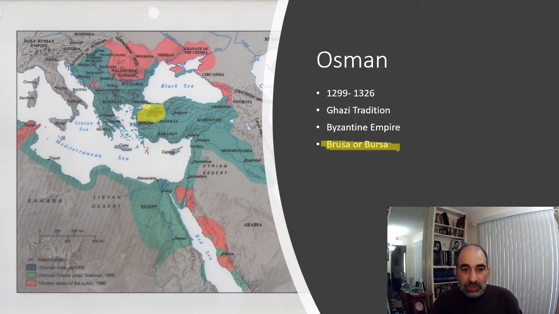Remember, these Ottomans are Turkish people. They come from the eastern area. They're Muslims, they're Sunni Muslims. The Byzantine Empire was, of course, a Christian civilization, specifically Greek Orthodox Christian.